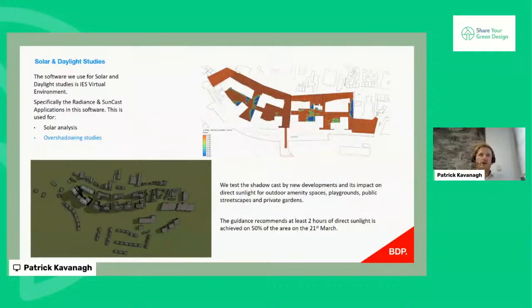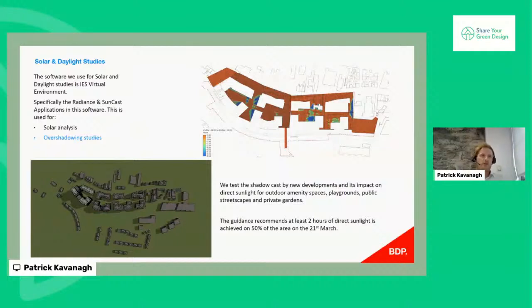We also use the software for overshadowing studies. We look at the massing of the building with the architects, and this helps inform what impact it's going to have on neighbouring properties, but we also test the shadow cast by those new developments and its impact on direct sunlight for outdoor amenity spaces, playgrounds, public streetscapes, and private gardens. The guidance recommends that at least 2 hours of direct sunlight is achieved on 50% of the area on the 21st of March. The 21st of March is used because this is the average sun path for the year, so it gives you the average of where that shadow is going to be cast.